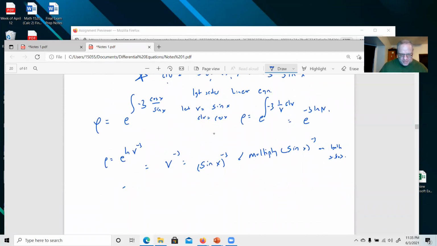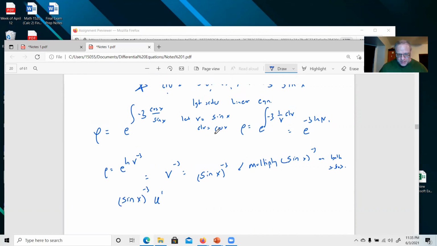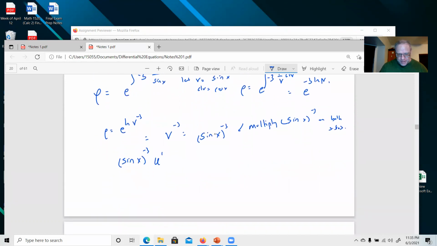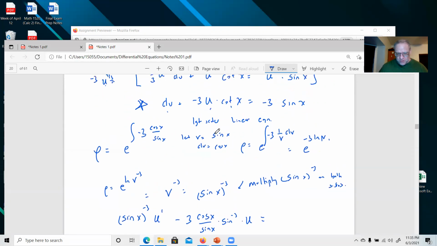Okay, so we have sine x to the negative 3 u tick, minus 3. I'm going to go ahead and write down cosine x over sine x times sine to the negative 3 times u, and that is equal to, what are we doing? That's negative, it is. X. Okay, don't tell my trig class.